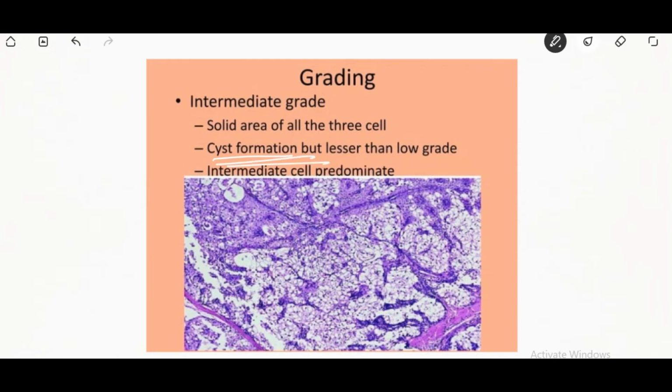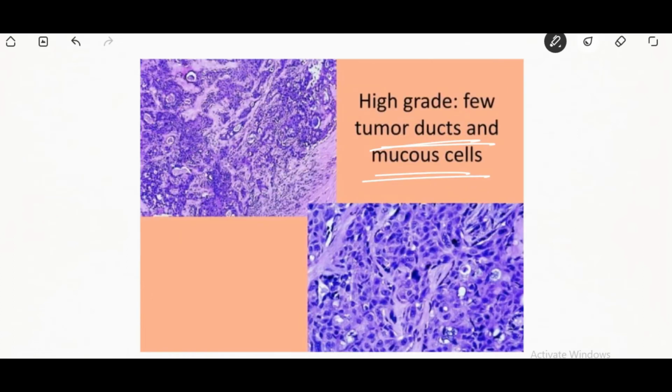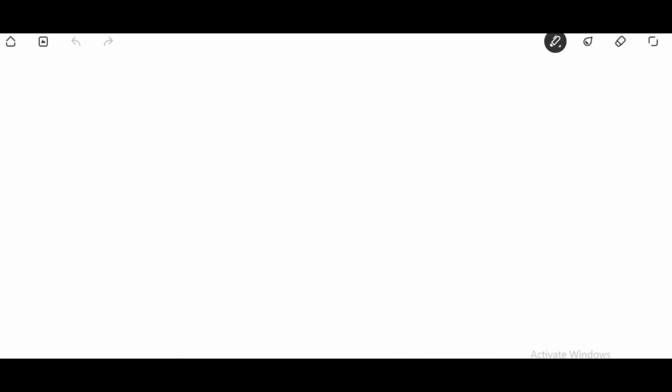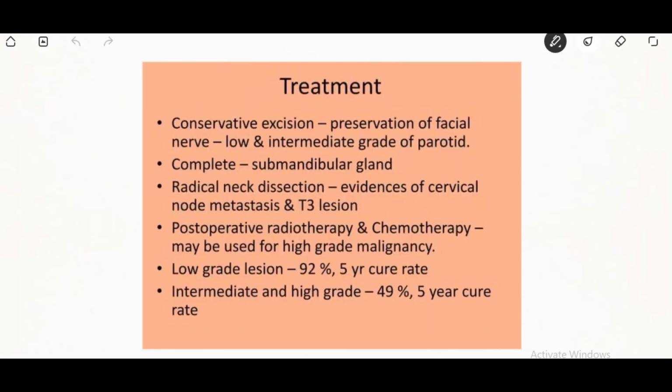Whereas the high grade tumors consist of solid nests and cords of intermediate basaloid and epidermoid cells. They show prominent nuclear pleomorphism and mitotic activity is present. The treatment is always conservative.